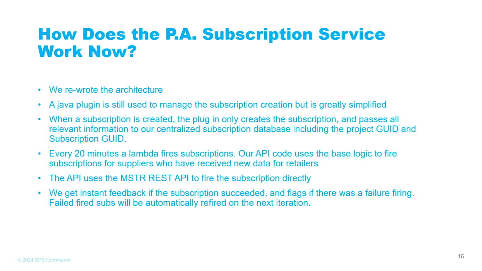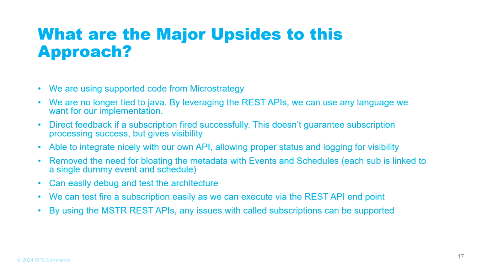So what's great with our architecture is when we fire a subscription, we get the immediate feedback. And if it failed, for whatever reason, we mark it in our database. So the next time the Lambda wakes up, it says, give me all the subscriptions. That includes anyone that have fired recently that failed. So we can refire failed subscriptions.